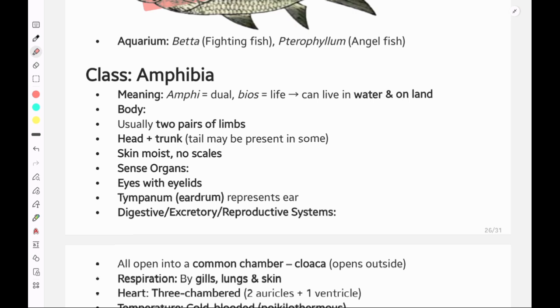Tetrapoda contains four classes. Tetra means four and poda means legs. Basically all of these have four legs, and under this there are four classes: Amphibia, after Amphibia there are Reptiles, and then Aves and Mammals.